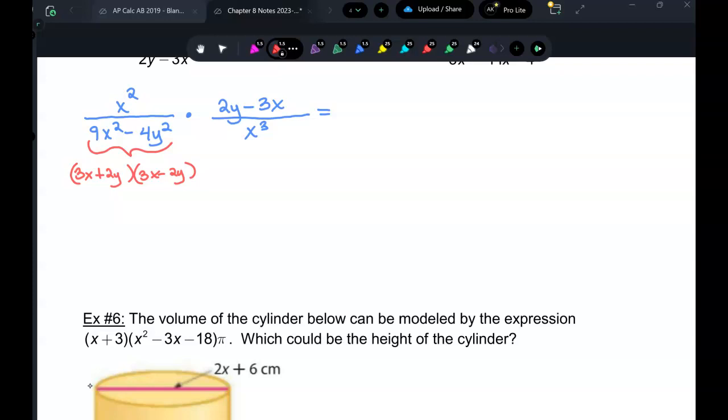What do we think? Okay, what are we going to be able to cancel? We can cancel 2y minus 3x. Yeah. That makes it -1, right? And this makes it a -1? Yes. Cool. What about the x squared and the x cubed? That just turns into x to the first on the bottom. Okay. So what do I have left in the top? -1 over x times 3x plus 2y.